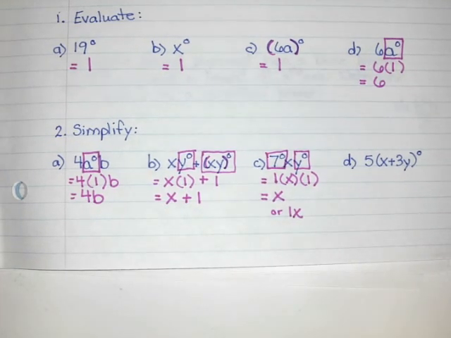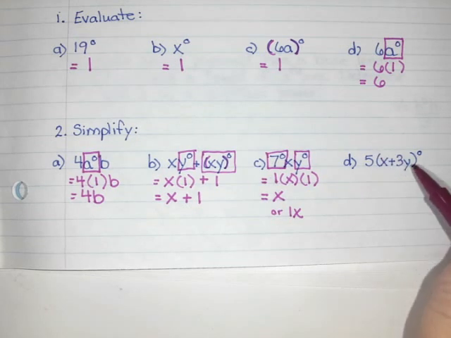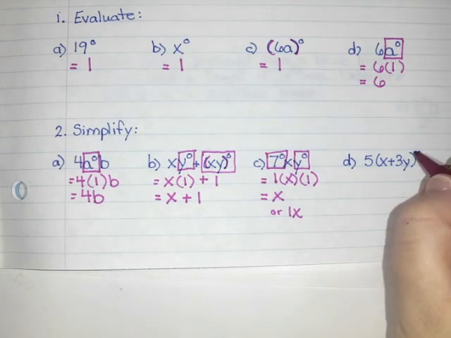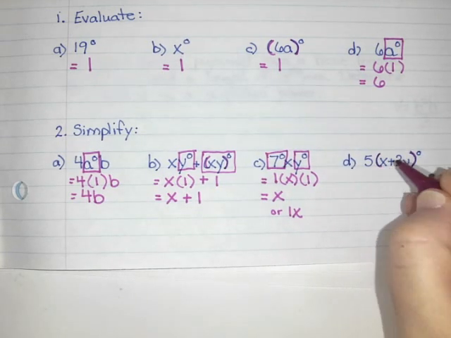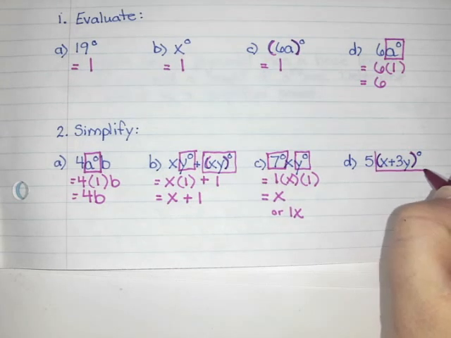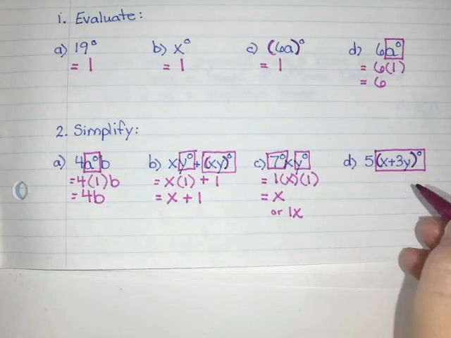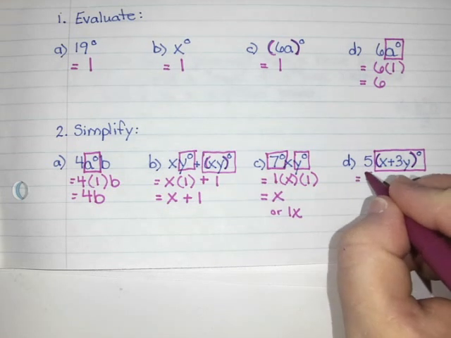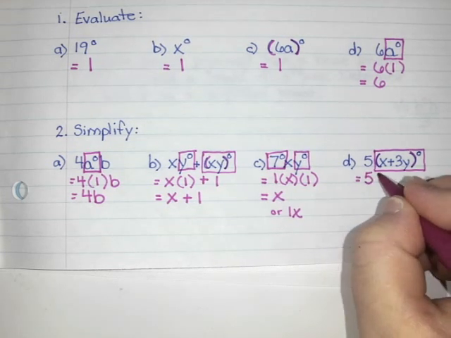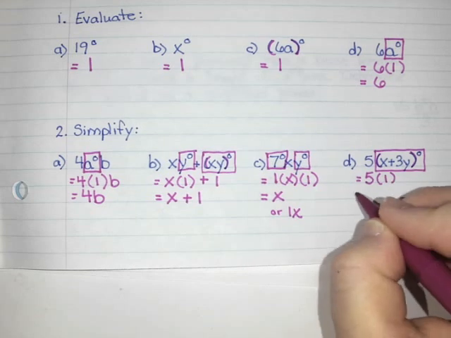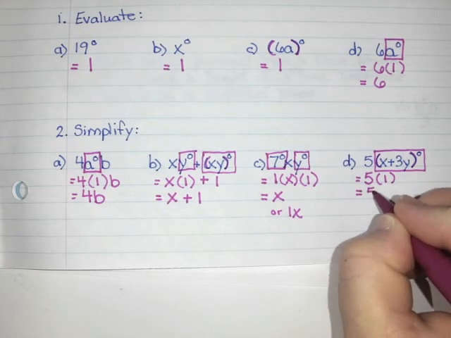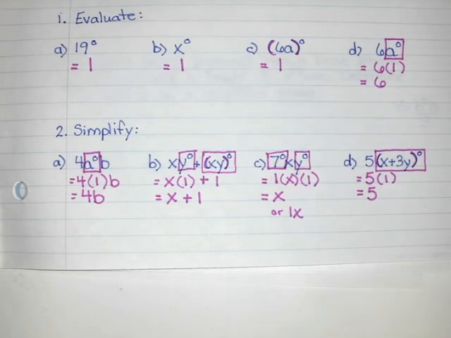All right, our last question, I have 5 times x plus 3y in a bracket to the power of 0. So this power of 0 is on the bracket, which means this whole bracket is going to turn into a 1. So the 5 is going to stay there. It doesn't change. So we're going to have 5 times 1. And 5 times 1 is just 5. And that's what you need to know about the power of 0.